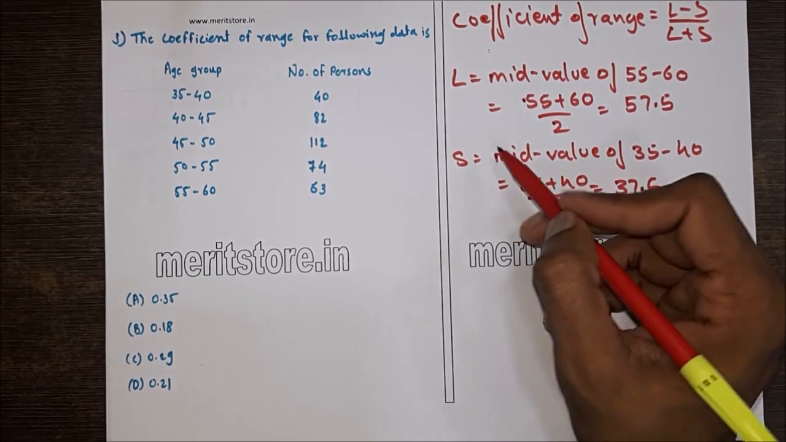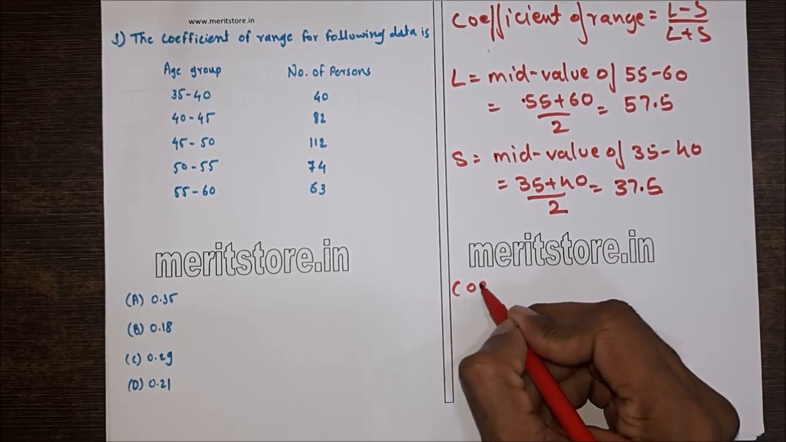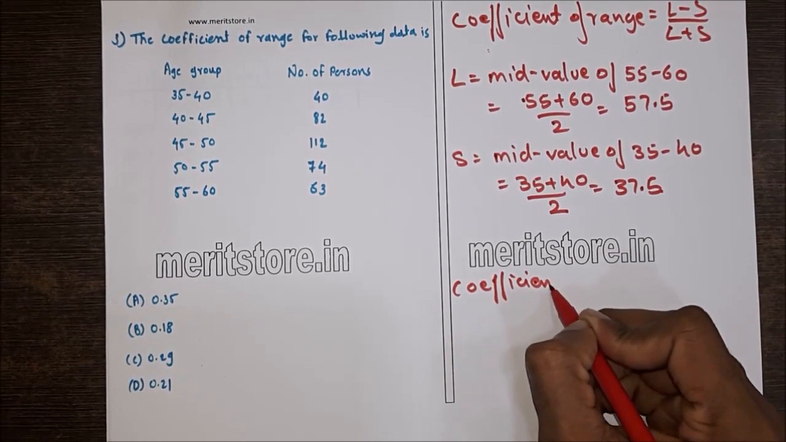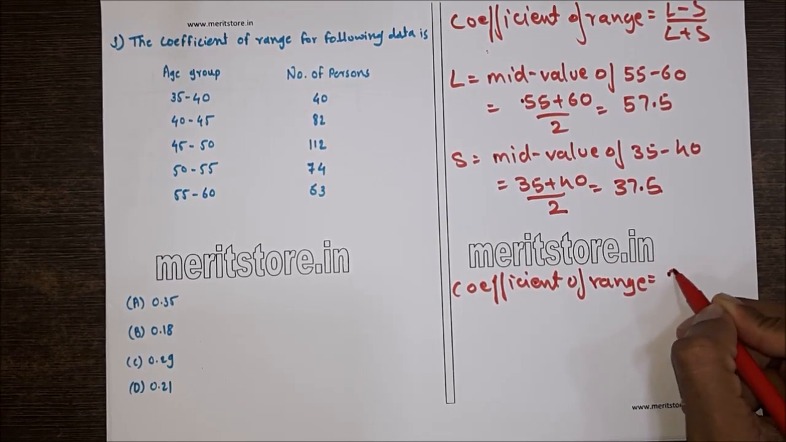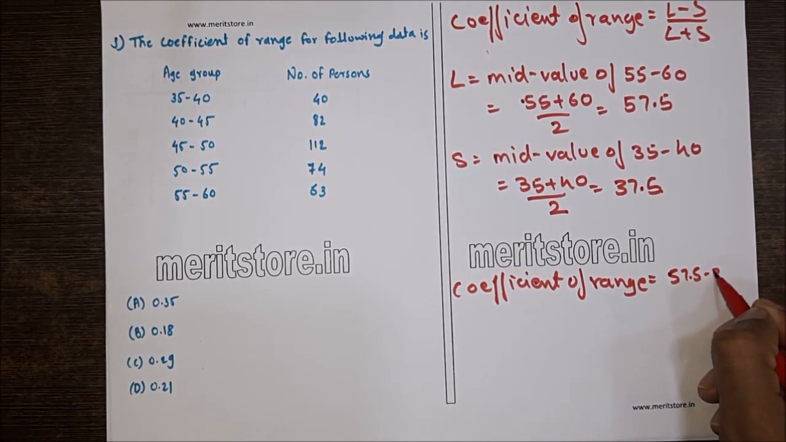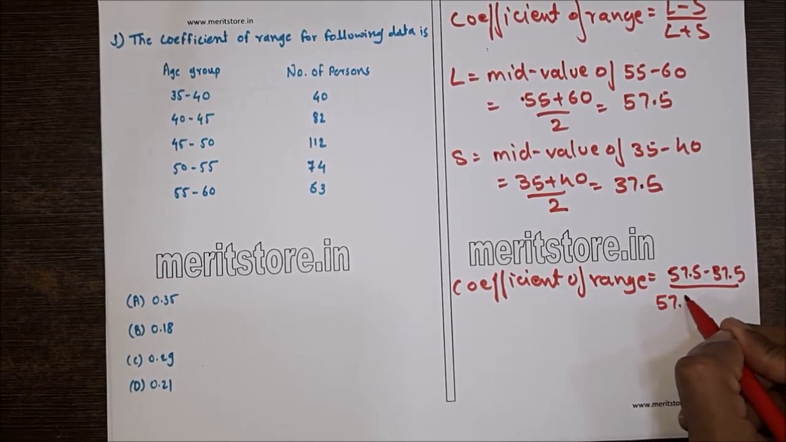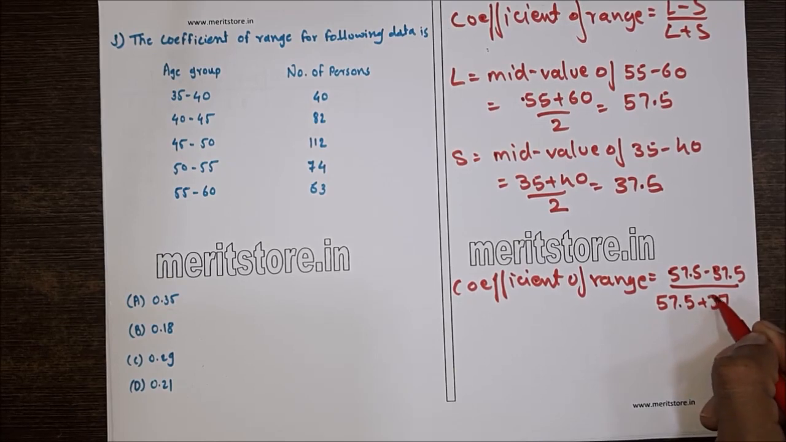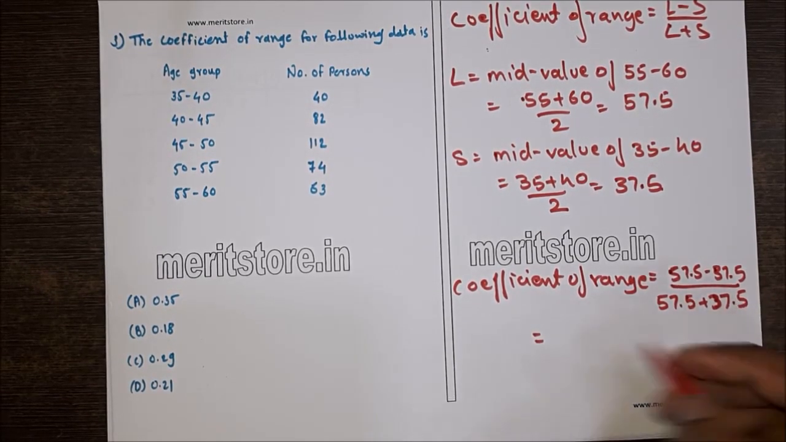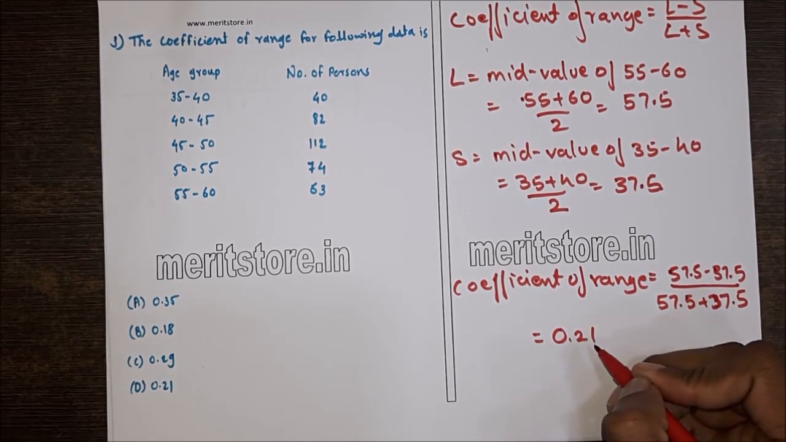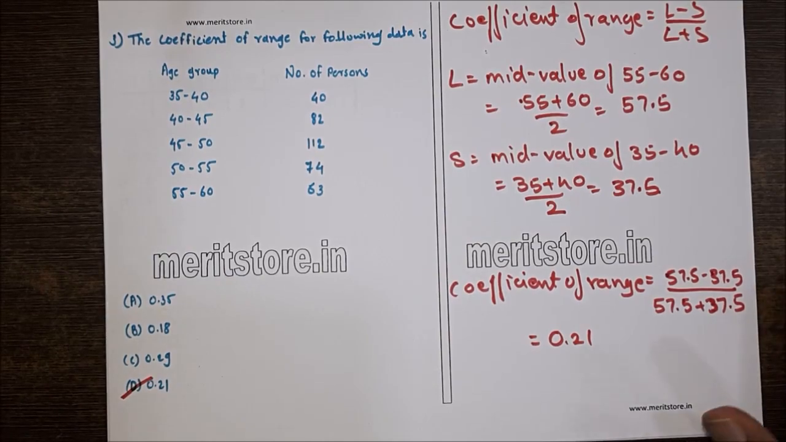So we substitute these values in the coefficient of range equation. So we get (57.5 minus 37.5) upon (57.5 plus 37.5), which is equal to, when we solve this, we get 0.21, which is our option D. Therefore option D is the correct answer.